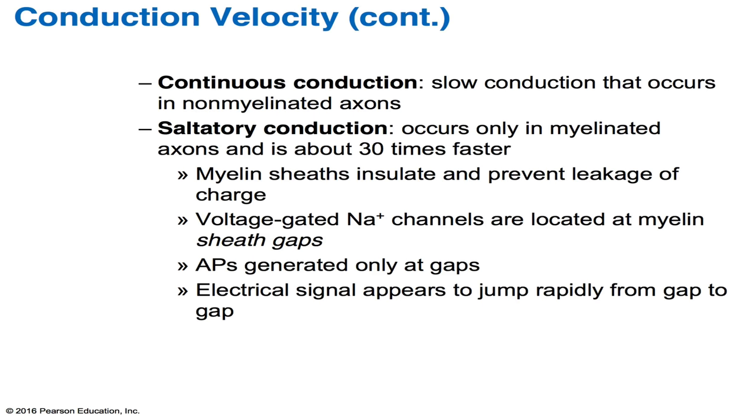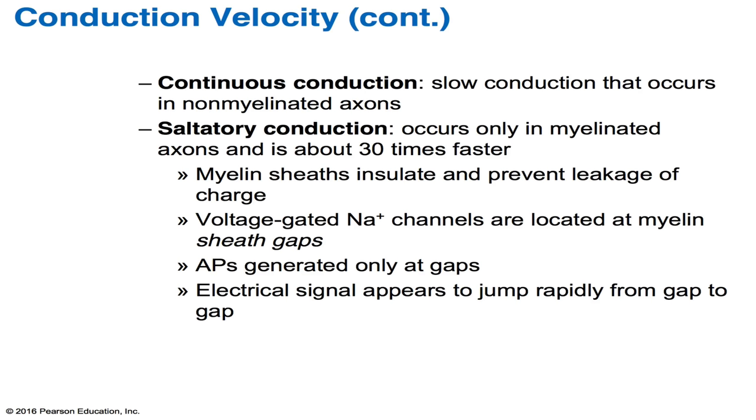In saltatory conduction, we have the presence of the myelin sheath around the axon, and this causes the action potential to propagate much, much faster. The myelin sheath acts as an insulator, both preventing almost all leakage of charge from the axon and allowing the membrane voltage to change more rapidly. The current can pass through the membrane of a myelinated axon only at the nodes of Ranvier, because this is where there is no myelin sheath, so the axon is bare at this point. And this is where the voltage-gated sodium channels are concentrated and located, and it's over here where the action potential is generated.